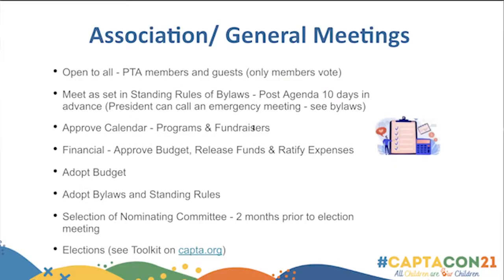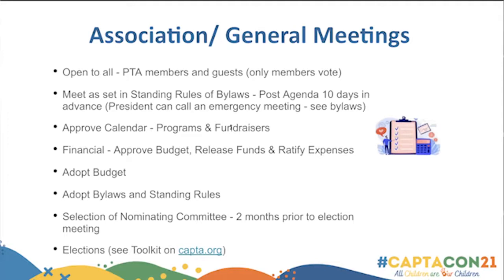Association meetings are open to all members and guests, but only members are allowed to vote, and they must have been members for at least 30 days. Meetings occur as stated in your bylaws and standing rules, and the agenda needs to be posted 10 days in advance of any meeting. The president can call an emergency meeting with 10 days notice.